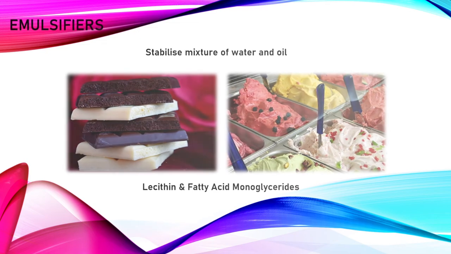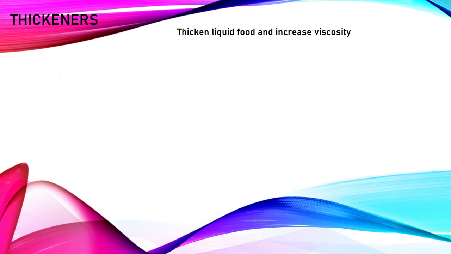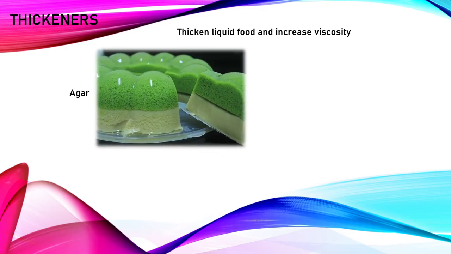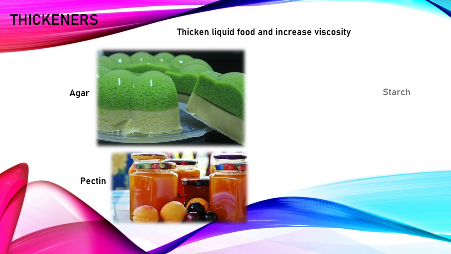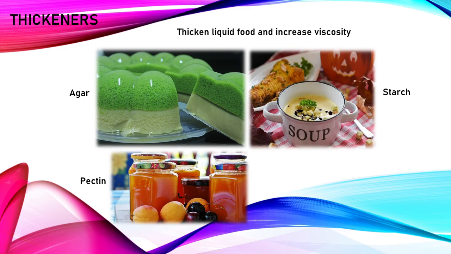Apart from this, thickeners are added to increase viscosity or thicken the texture of the food mixture. Examples of thickeners are agar to make jelly, pectin in jam, starch in soups, and gelatin in gummy bears.